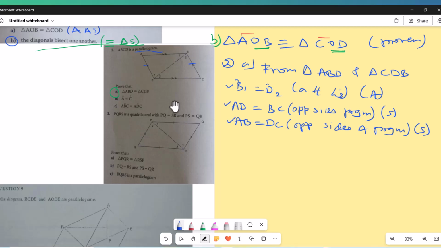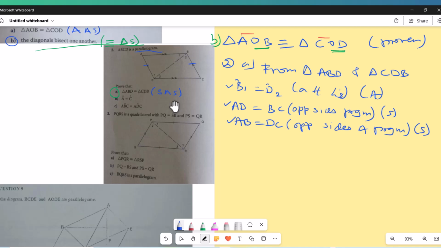Who can give us a reason here? Why do you say the triangles are congruent? Because of what? Talk to me. Angle, side. Yes, so you can say because of side, angle, side. Are you together, né? You can say angle, side, but we better say side, angle, side.